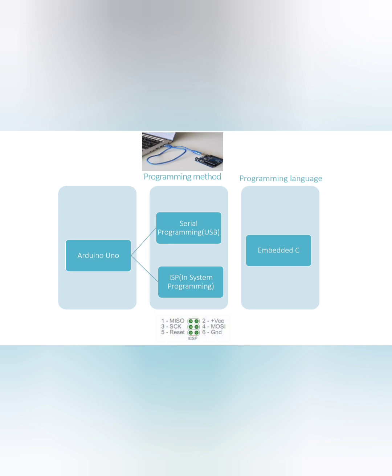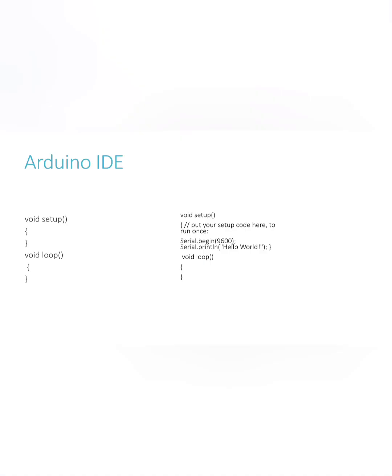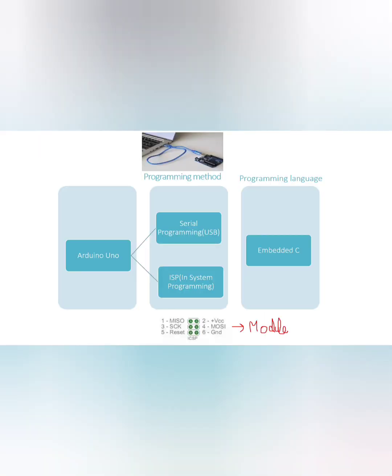There are two programming methods: serial programming through USB and ISP, in-system programming. A serial programmer is a device programmer that connects to your PC using a serial port. An ISP is a device programmer that connects to AVR via the ISP pins. In serial, you will have seen begin used to start or enable serial: Serial.begin 9600, and connect a USB between the laptop and the Arduino module.